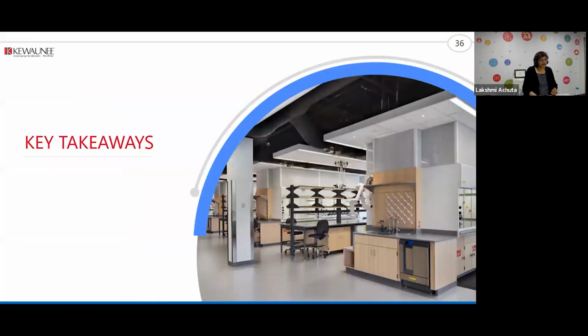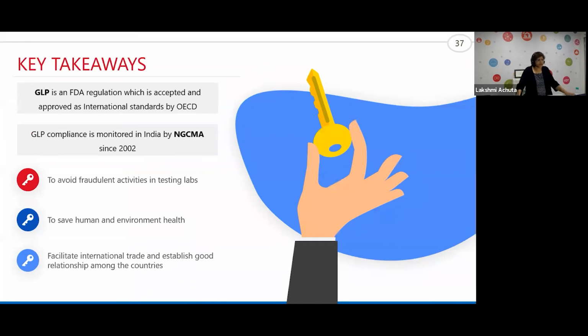The key takeaways are that GLP is an FDA regulation, which is accepted and approved as an international standard by the OECD. In India, it is monitored by the National GLP Compliance Monitoring Authority. It exists to avoid fraudulent activities in testing labs, to save human and environmental health, to facilitate international trade and establish good relationships among the countries.